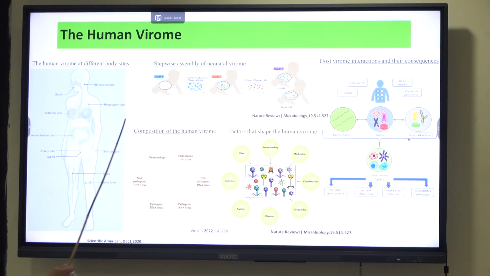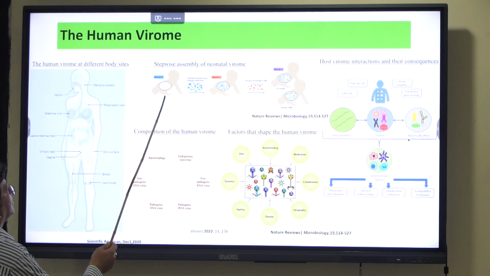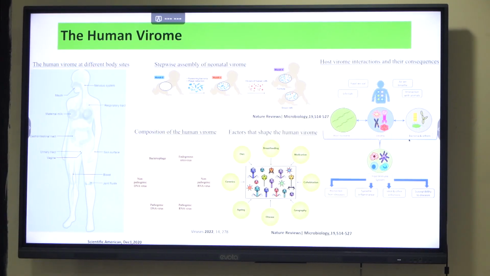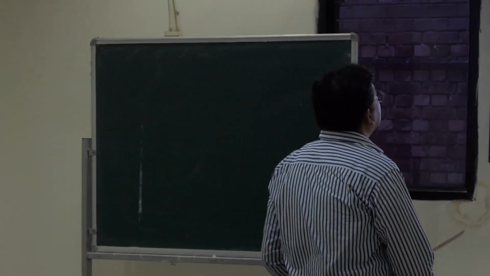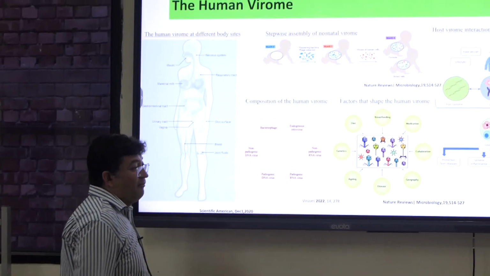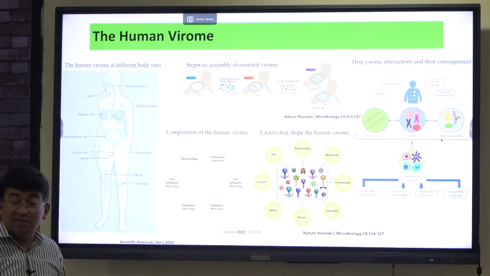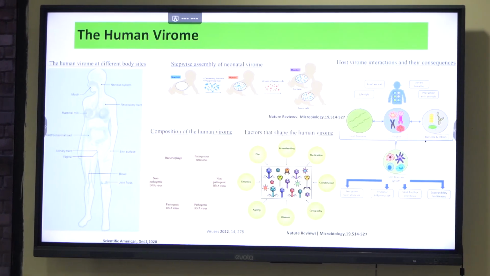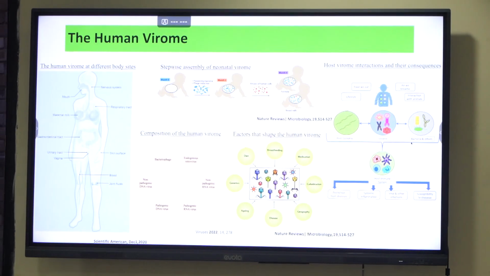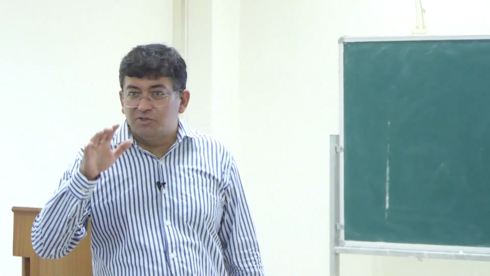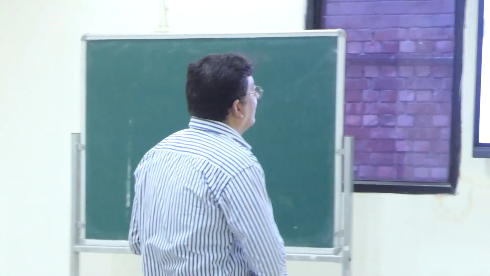A stepwise assembly of the neonatal virome. You see that month 0, and then you see that kid playing on the floor, putting everything in the mouth. What do you think? A lot of viruses are going inside our body. And they develop different sets of viruses. Phages are more there because of all the bacteria, everything that child is exposed to, to avoid the colonization of pathogenic bacteria. So nature has evolved our body in such a way that we got a lot of bacteriophages as well, so that they stop the growth of pathogenic bacteria, right?